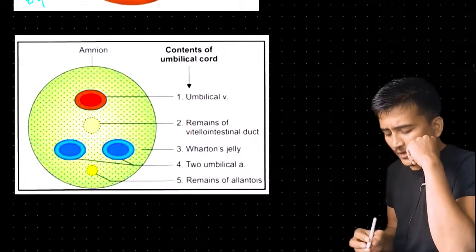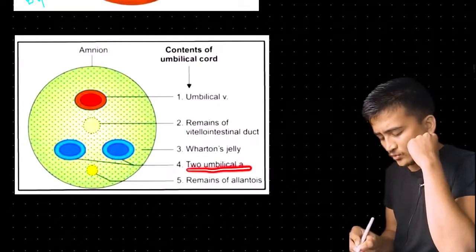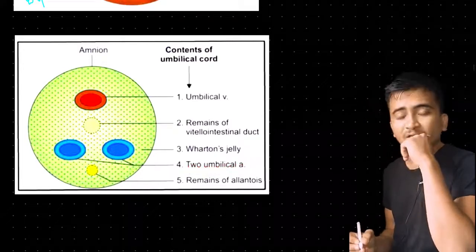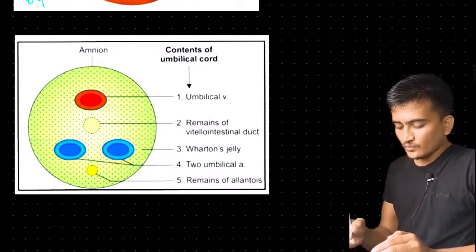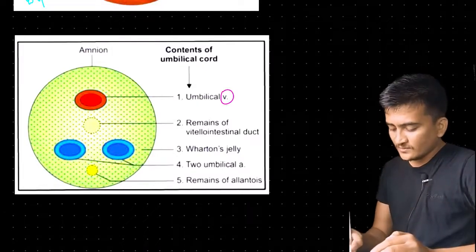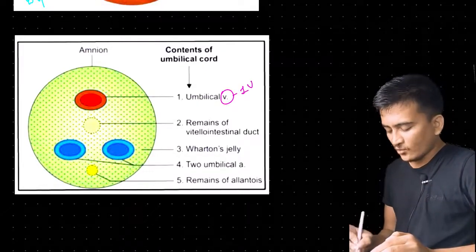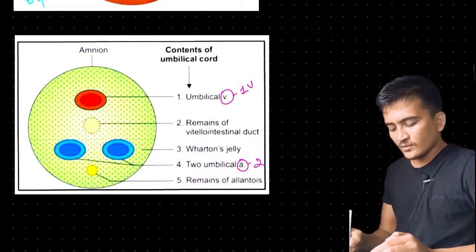Similarly, moving further, we have two arteries. And these two arteries are the umbilical arteries. And we are showing these arteries. What we have mentioned right here is, there is one vein. And how many arteries? Two arteries. Why only one vein?